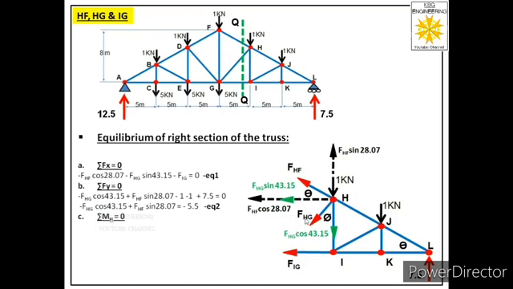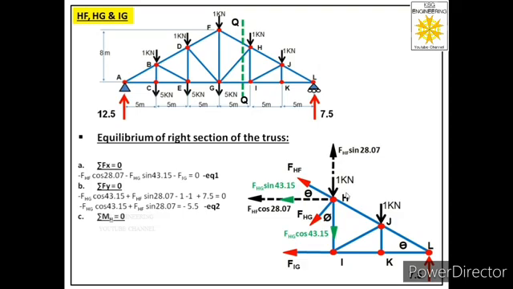Now you can see these two forces FHG and FHF are acting at joint H. So if we consider moment about joint H, then the moment because of these two forces will be 0 because these two are intersecting joint H. So we will get rid of these two unknowns. So in that equation there will be only one unknown, that is FIG. So we can solve that equation easily. So let us consider moment about joint H.